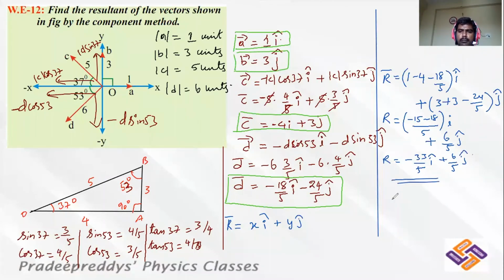If you want to find the magnitude, I can write it as the magnitude is equal to under root of minus 33 by 5 whole square plus 6 by 5 whole square. This will be the final magnitude of the resultant vector.